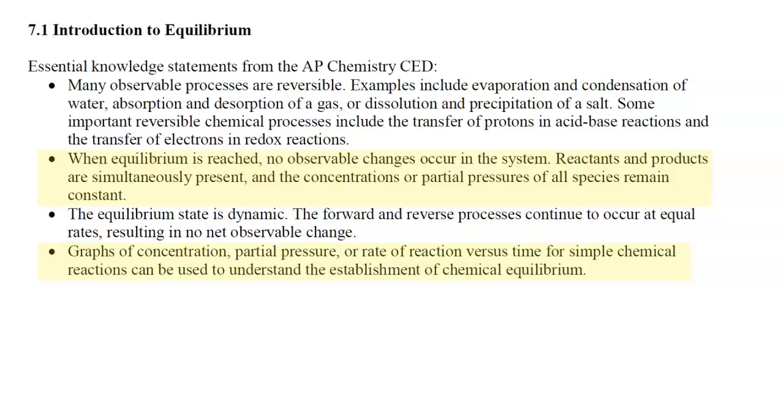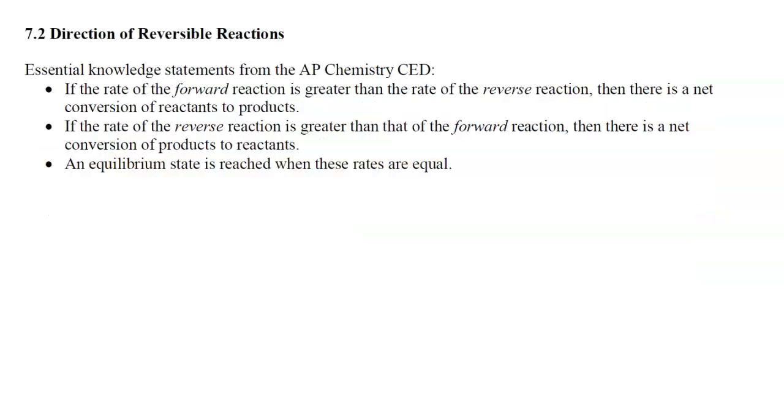This question also relates to topic 7.2, direction of reversible reactions. If the rate of the forward reaction is greater than the rate of the reverse reaction, then there is a net conversion of reactants to products. But on the other hand, if the rate of the reverse reaction is greater than that of the forward reaction, then there is a net conversion of products to reactants. And an equilibrium state is reached when these rates are equal.